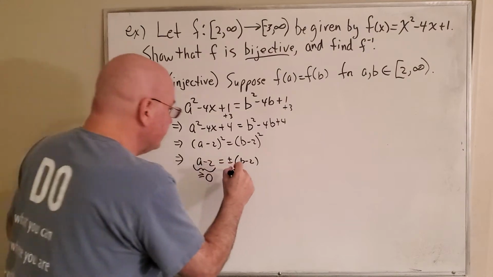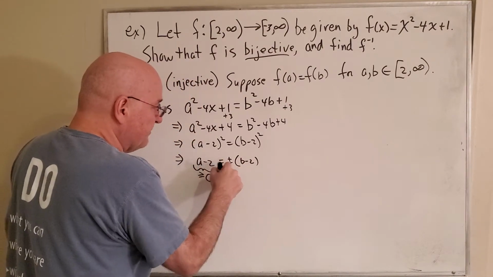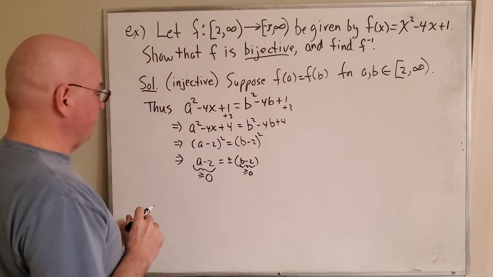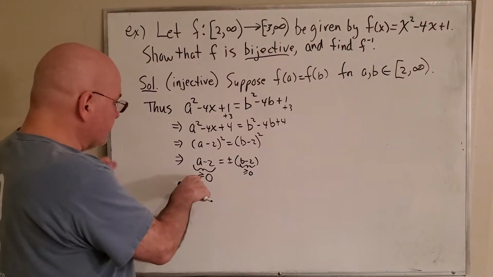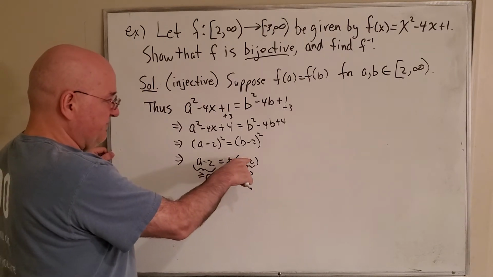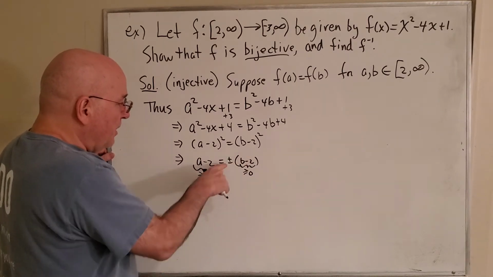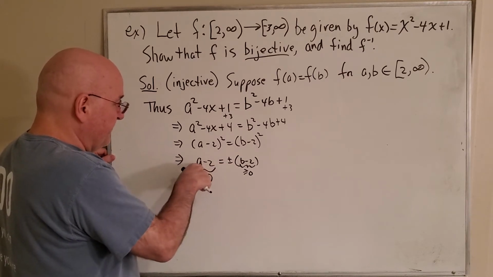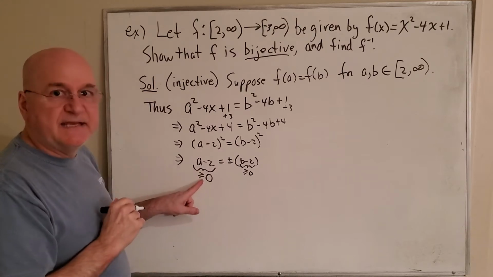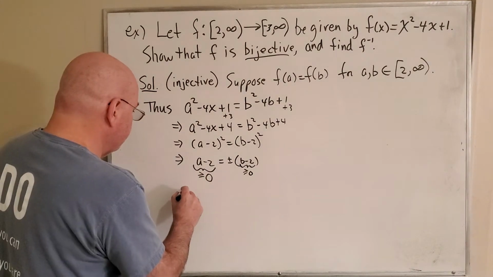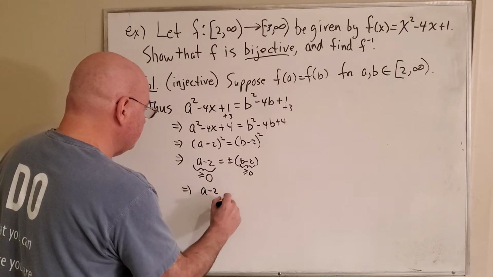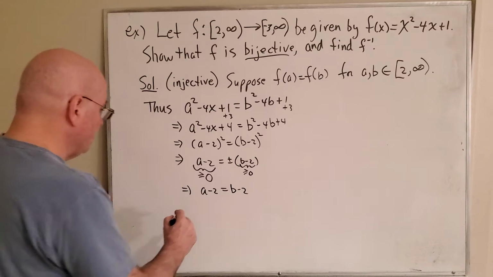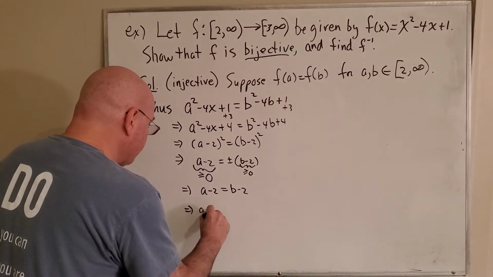And likewise, not the whole thing, not the plus or minus, but this also is greater than or equal to 0. So is it possible that if this were positive, the negative sign makes it negative? That's impossible, because this is guaranteed not to be negative. So this tells us that a minus 2 is equal to b minus 2, which implies a equals b.